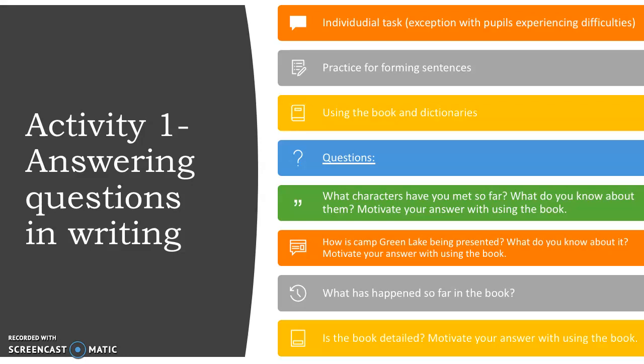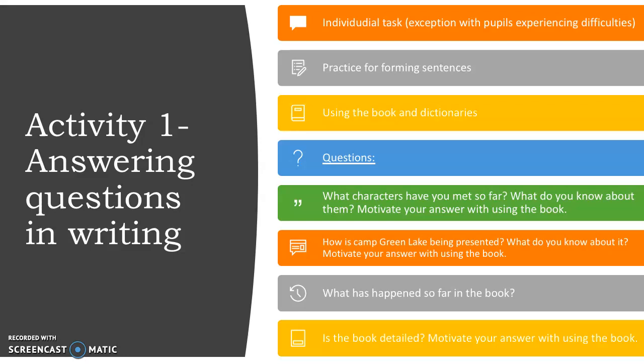The teacher hands out the paper with the questions to each pupil to answer in writing, first and foremost doing that individually. But with the exception that some who experience difficulties with reading comprehension may work in pairs. Ellis and Brewster mentioned that writing activities are good practice for forming sentences and learning the rules of writing.